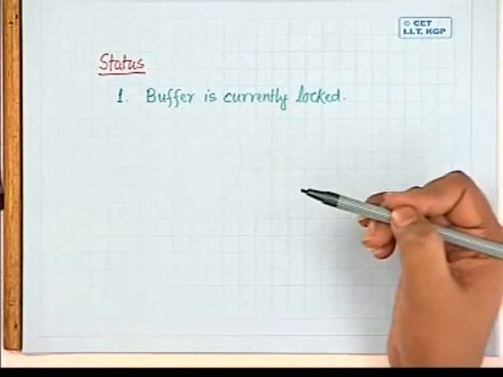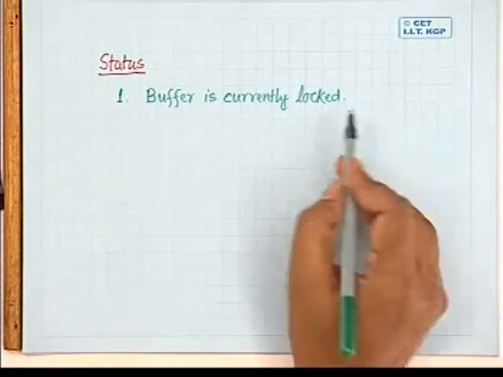So that other processes, when they want to access the same buffer, will first check whether the buffer is locked or not. If the buffer is locked, they will wait. If the buffer is not locked, they can immediately access it. So this locking information is a very, very important information which is needed for buffer management.